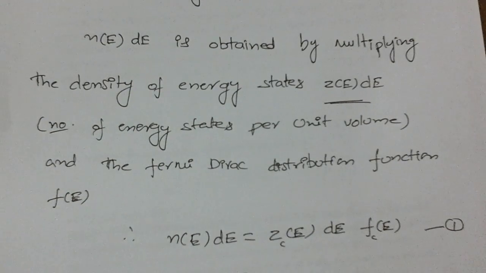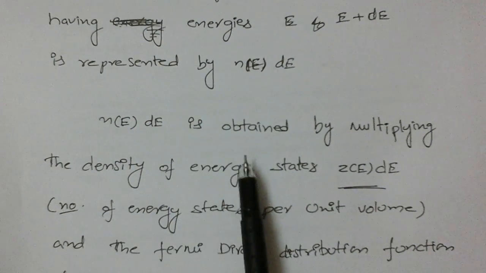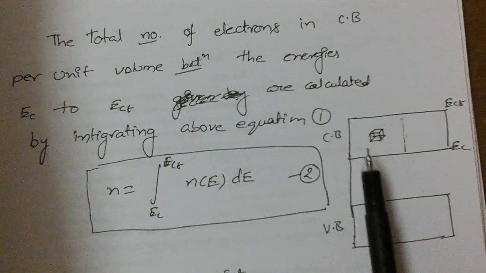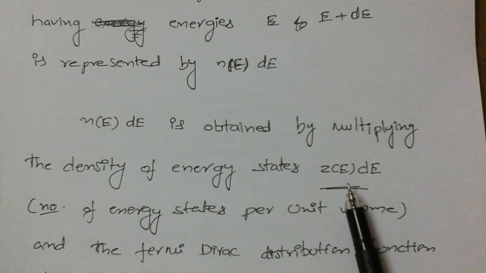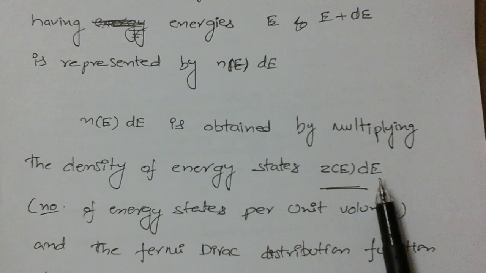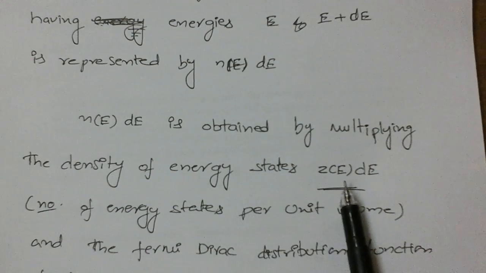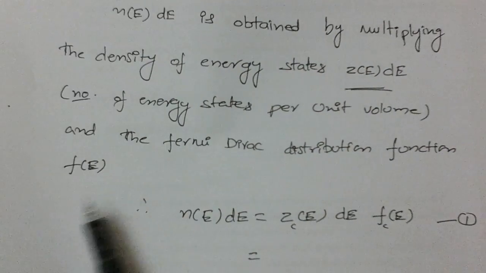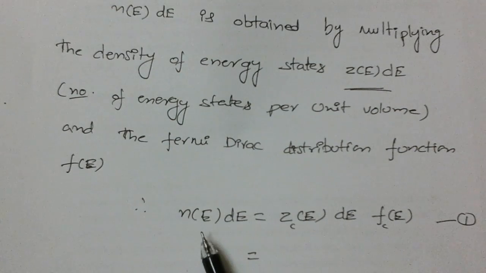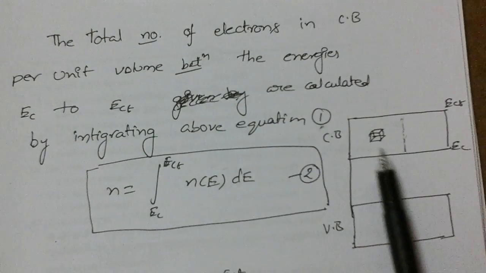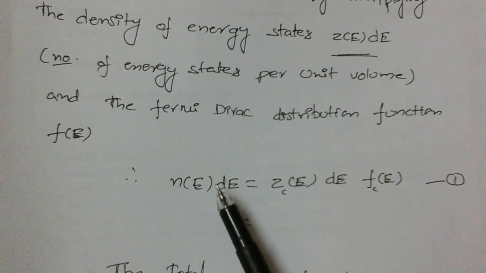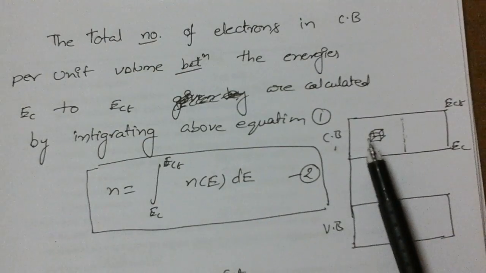Already we know it, so n(E) dE is obtained. The number of electrons in this unit volume is obtained by multiplying the energy state density Z(E) dE with the Fermi-Dirac function. Then we get n(E) dE, the number of electrons in this unit volume. So here we only know how many electrons there are in this unit volume.